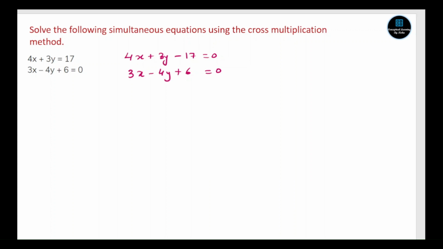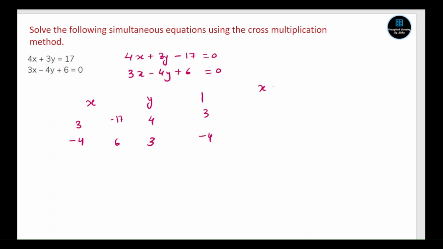You remember what I said: x, y and 1. Now you have to write the coefficient of y along with this x. So 3 and minus 4. Then coefficient of x, so 4, 3. And coefficient of this b1, b2 again, so 3, minus 4 again. And in the middle write the constant terms. So minus 17 and 6. And now we have to do the cross multiplication method.